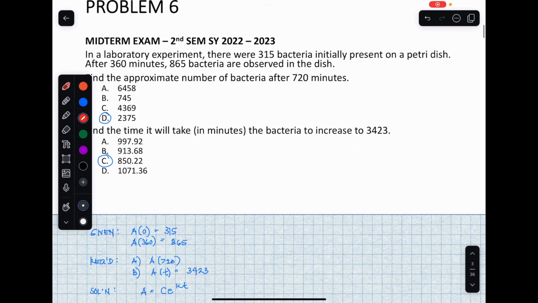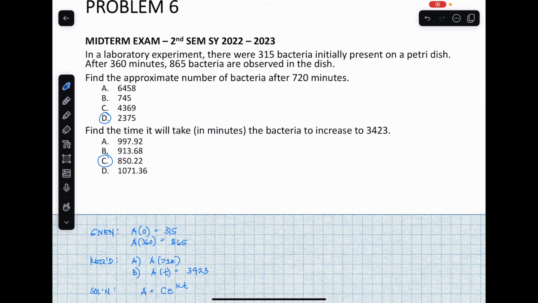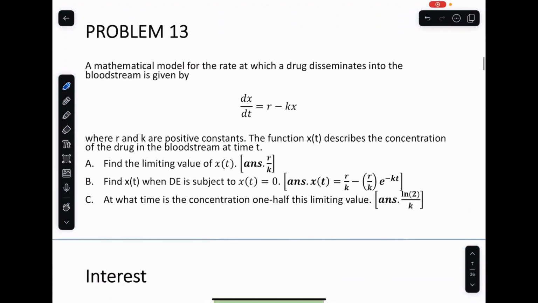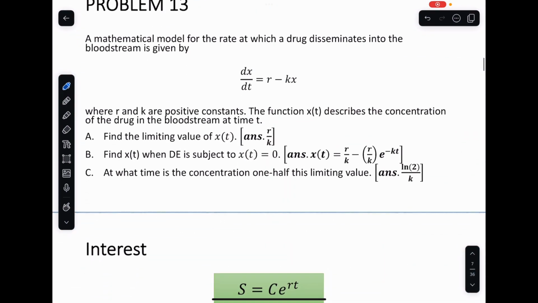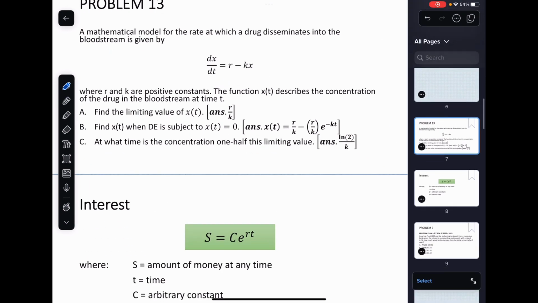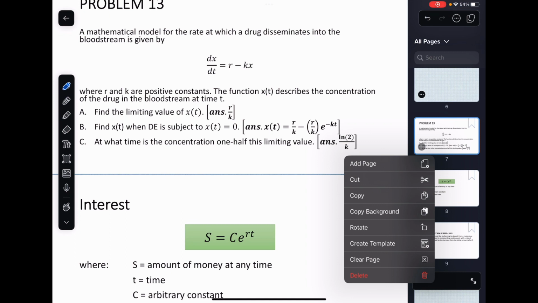So for growth and decay, this is a very direct problem. As long as we know the process and the formula, we can easily answer such problems. So let's have the second problem. The second problem is a linear model problem.